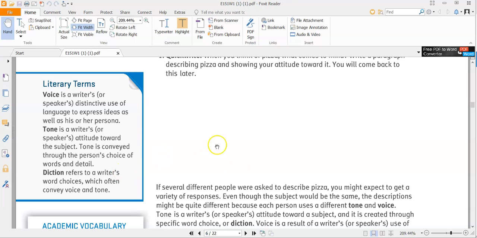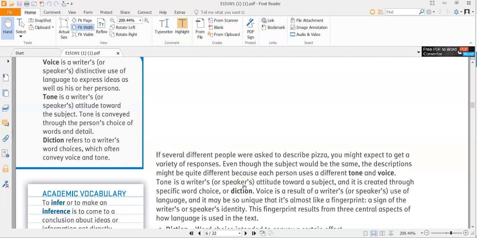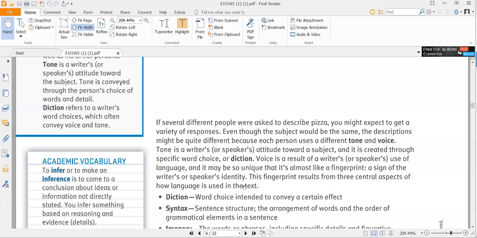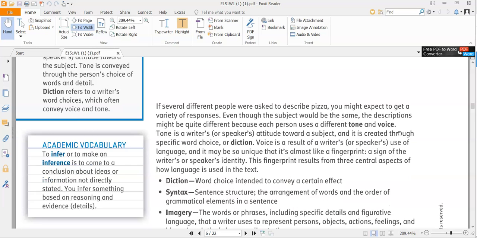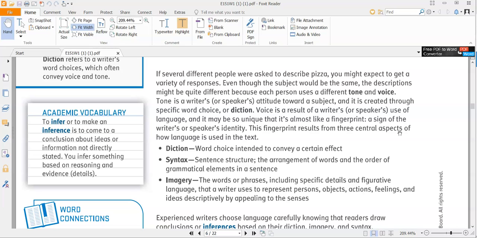So this says, if several different people were asked to describe pizza, you might expect to get a variety of responses. Even though the subject would be the same, the descriptions might be quite different because each person uses a different tone and voice. Tone is a writer's or speaker's attitude toward a subject, and it's created through specific word choice or diction. Voice is a result of a writer's or speaker's use of language, and it may be so unique that it's almost like a fingerprint, a sign of this writer's or speaker's identity.